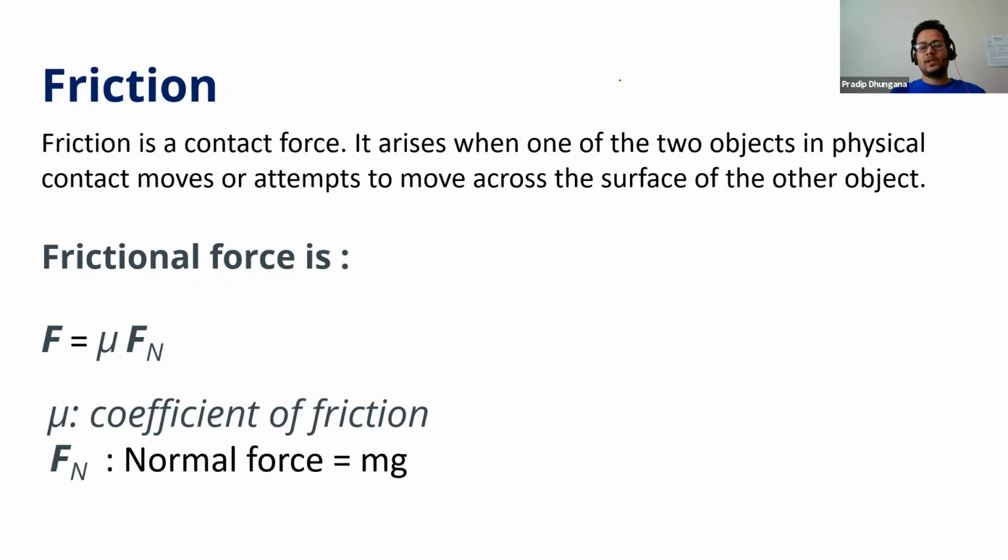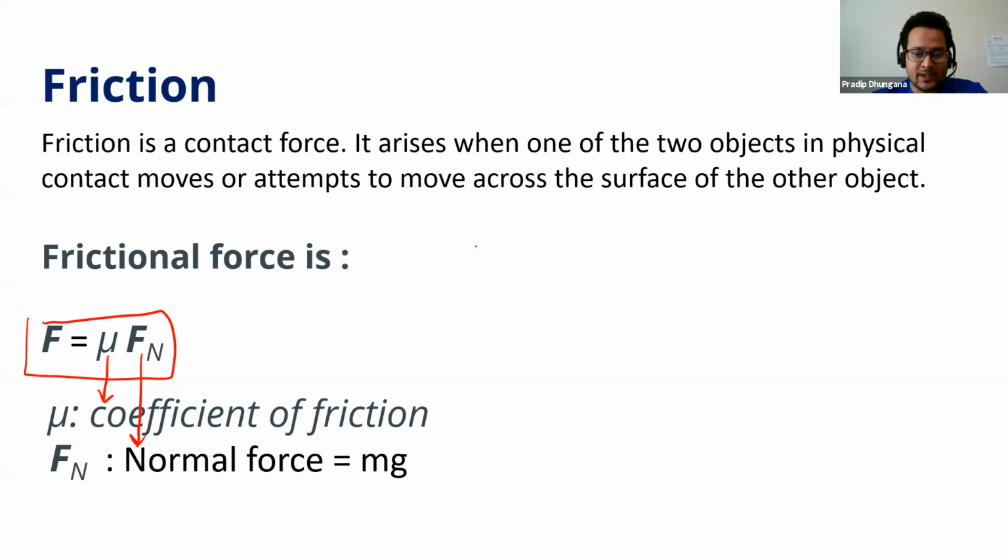Frictional force arises when one of two objects in physical contact moves or attempts to move across the surface of the other object. If one object tries to move across the surface of another object, there will always be frictional force. To calculate frictional force, we can use this equation: frictional force is equal to mu, the coefficient of friction, times the normal force.